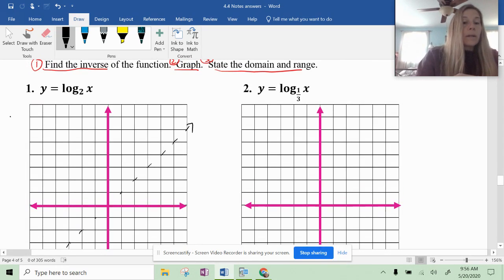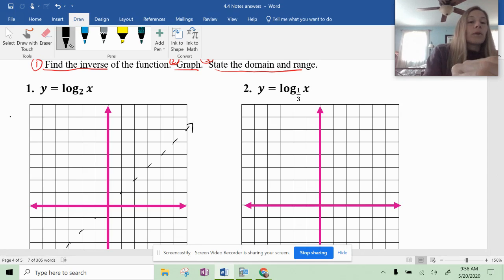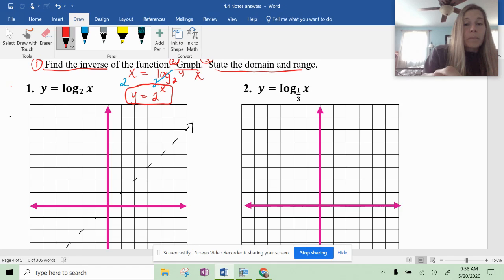So what I'm going to do is, to find the inverse, I'm going to do that first, right? So I'm going to have, let's say, x equals log base 2 of y. Now I'm going to give both sides a base of 2 so I can cancel that out. So now I have y equals 2 to the x power. So that is the inverse of this one here. So now if I wanted to graph that, I would get my points.